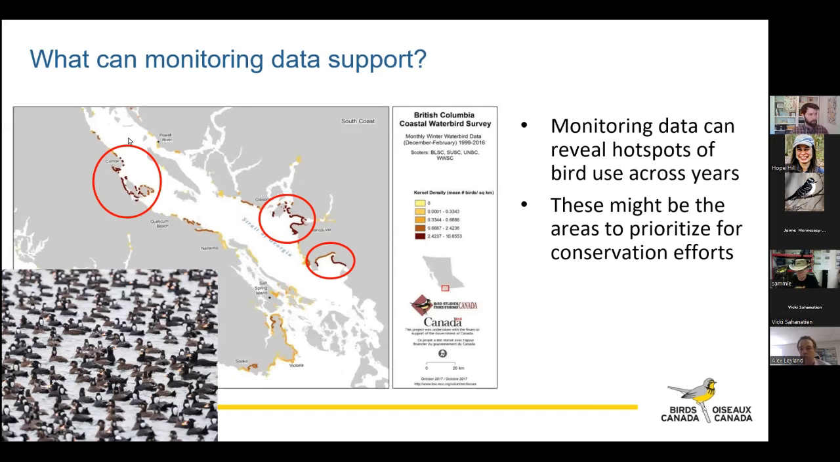And so this is the coast of British Columbia, looking at scoter counts throughout years. These darker red areas of the coast are where there's really high concentrations of scoters through the winter. And by looking at that, and we know a lot of scoter populations are declining in the Salish Sea here, we can tell that these areas are of really high importance across years, repeated across years for scoters. And so that helps guide conservation efforts for those habitats, or for the benthic invertebrates that the scoters are eating.